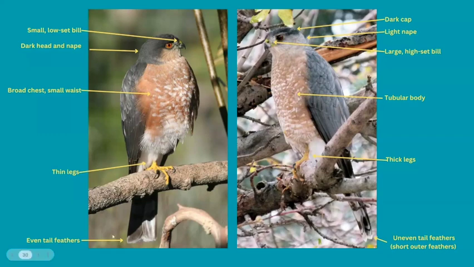And here you can really see those even tail feathers versus the uneven tail feathers of the Cooper's hawk. And again, this is a comparison that even the most seasoned of birders often get wrong. Sharpies versus Cooper's, especially when seen just very quickly or at a distance, can be very difficult to differentiate.